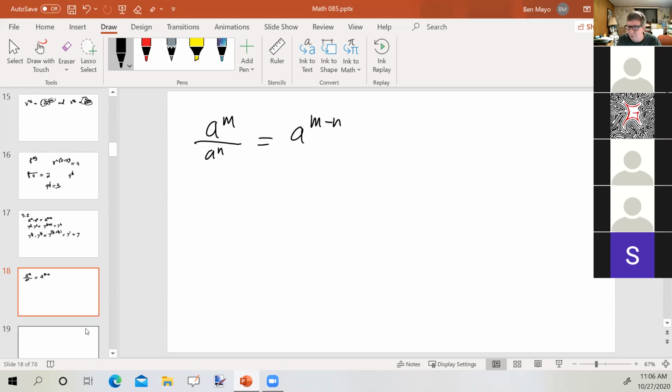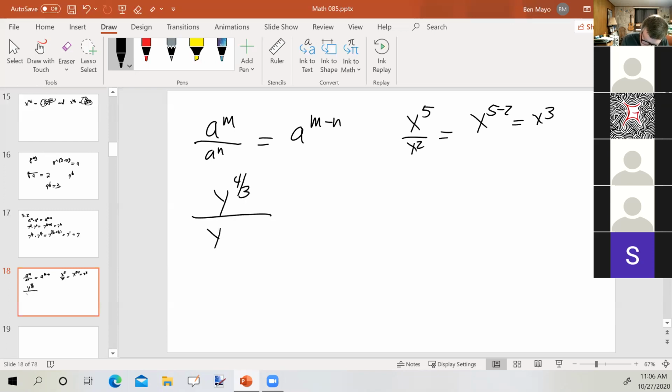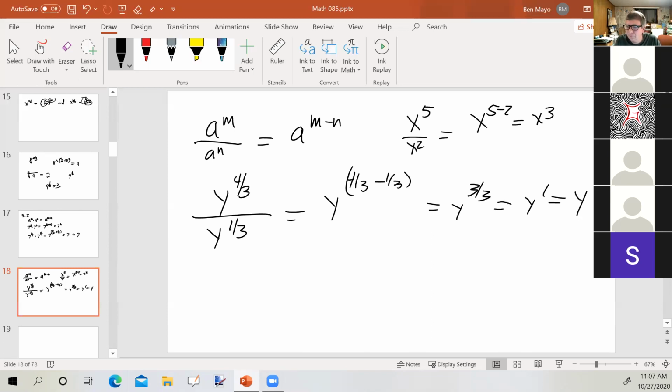When you're dividing two powers with the same base, you subtract the exponents. So if I have x to the 5th power over x squared, that's x to the 5 minus 2 power, or x cubed. All right, let's do that using fractional exponents. Let's say I have y to the 4/3 power divided by y to the 1/3 power. That would be y to the 4/3 minus 1/3, which is y to the 3/3, which is y to the 1, which is just y. Any questions on that one?